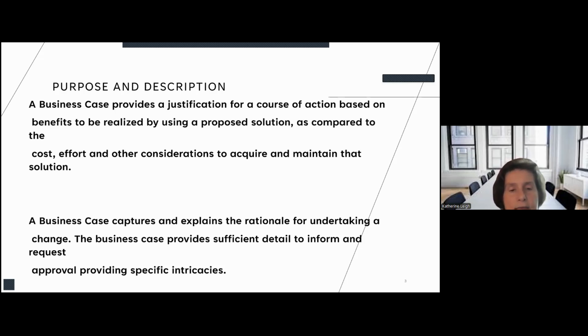A business case is supposed to capture and explain the rationale for undertaking a change. The business case should provide sufficient detail to inform and request approval, but without providing specific intricacies. I think I accidentally deleted the "without." You don't have to provide specific intricacies. It should be at a more general level than that. Sorry about that, I accidentally deleted that word.